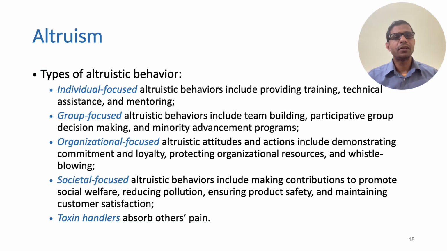Your textbook talks about different forms of altruism. Altruism just directed at one person would be individual focused, or it could be altruism towards your entire team, that would be group focused, or altruistic behaviors directed towards the entire organization, that would be organization focused. Altruism directed towards the society is society focused. And your textbook also talks about toxin handlers. So it's not just about helping others, but taking the pain of others yourself, right? You absorb the pain or the difficulties that others have.